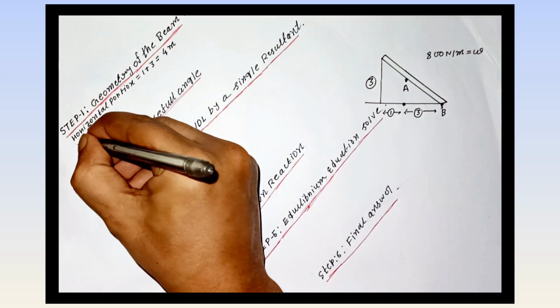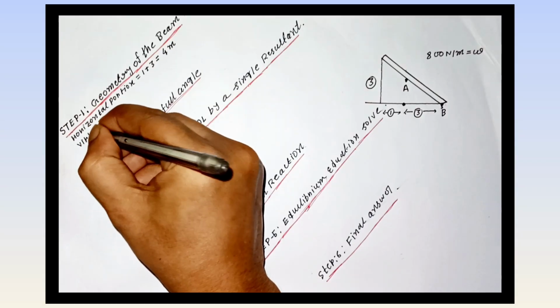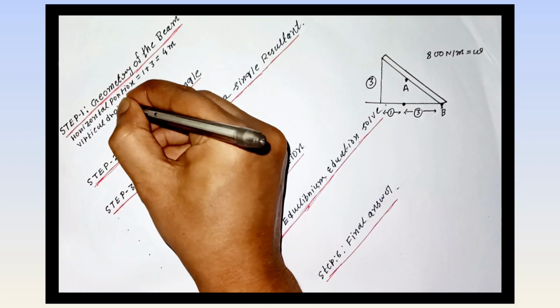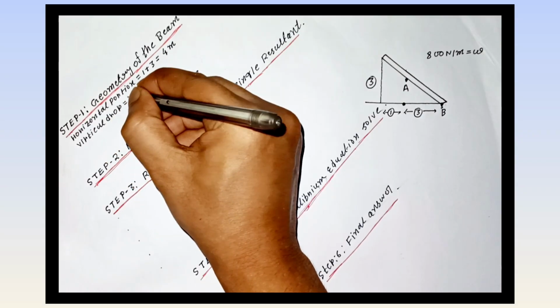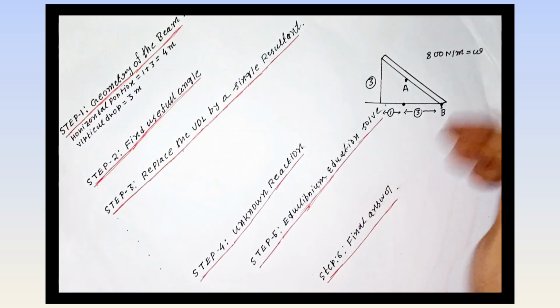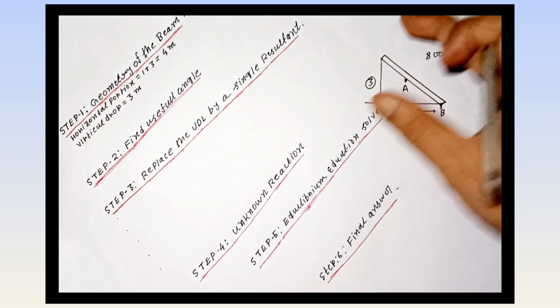Vertically drop, that means what is the length of the vertical, along the y axis, not along the x axis. Vertical means y axis. What is the height? The height is given by the question as 3 meter. So vertically drop is 3 meter.